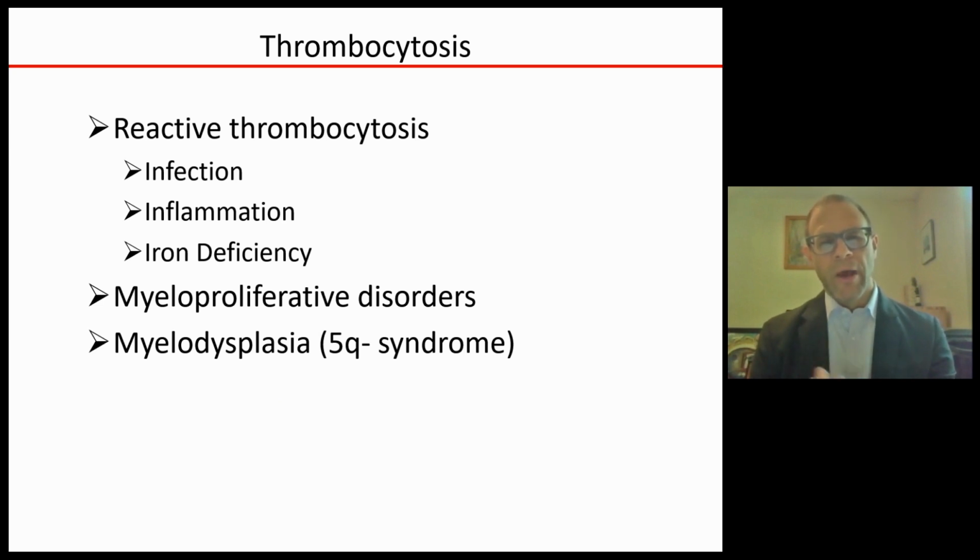And myelodysplastic syndrome usually results in low blood counts, not elevated blood counts, but the exception is 5q minus syndrome, which we see in about a third of cases of myelodysplastic syndrome. MDS causes low blood counts and elevated platelets. This 5q minus syndrome is probably more of an MDS myeloproliferative disorder overlap syndrome.